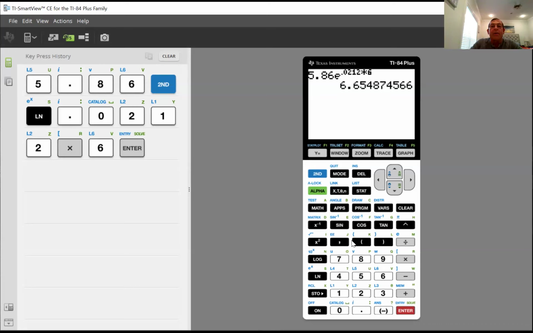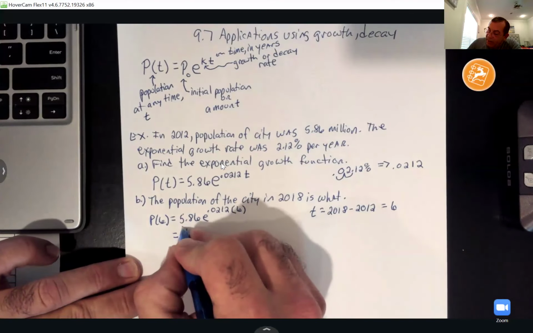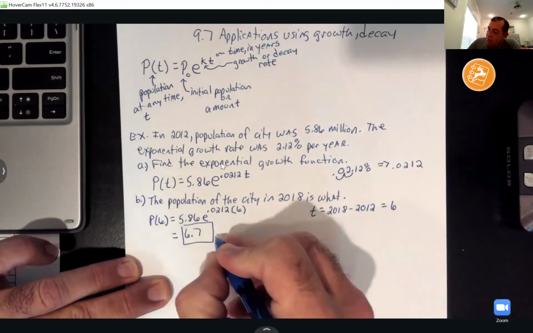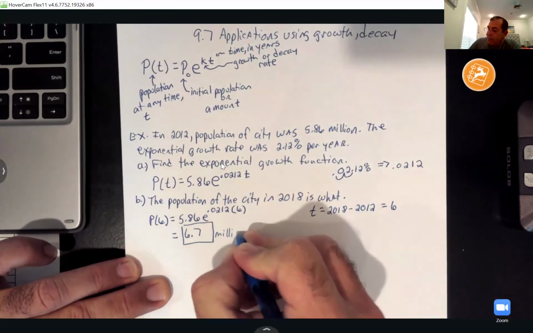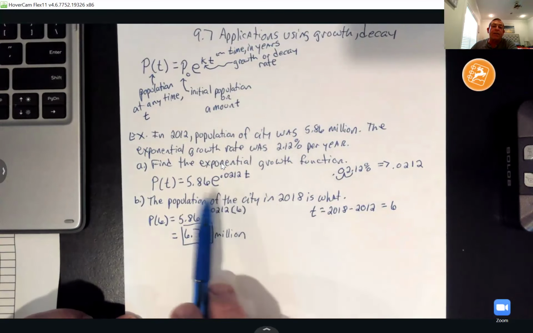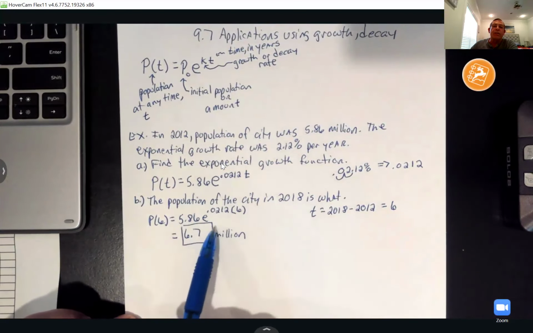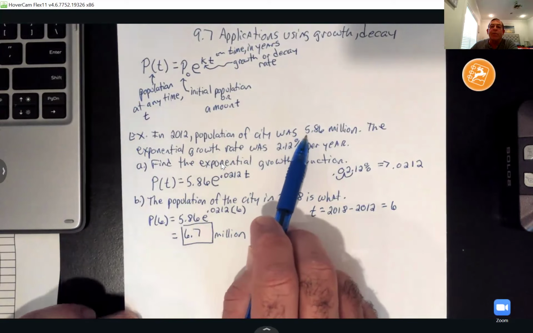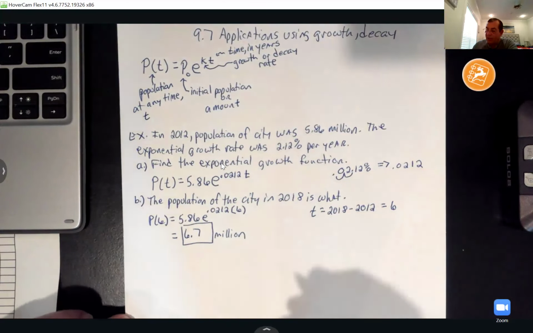Now remember, 6.7 million. Now you don't have to write the million, they'll have that million there. But remember, everything we find off of this is going to be off millions, since my initial population was 5.86 million.